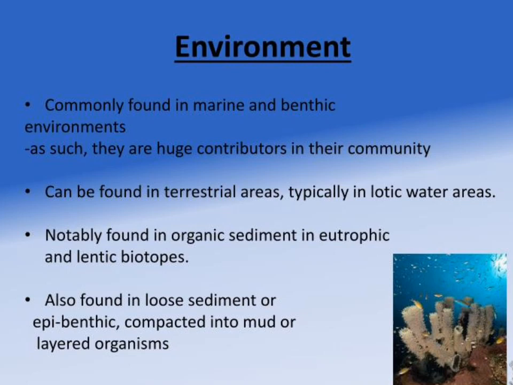The environment of gastrotricha: they are commonly found in marine benthic environments, where they are huge contributors in their community. They can be found in terrestrial areas, typically in low-tech water areas, notably in organic sediment in eutrophic and lentic biotopes, and also in loose sediment or epibenthic compacted into mud or layered organisms.